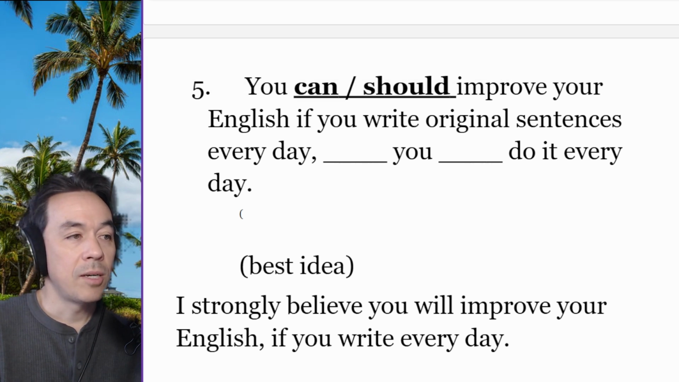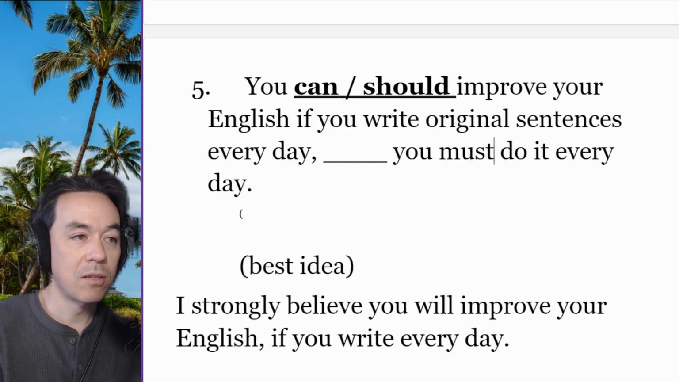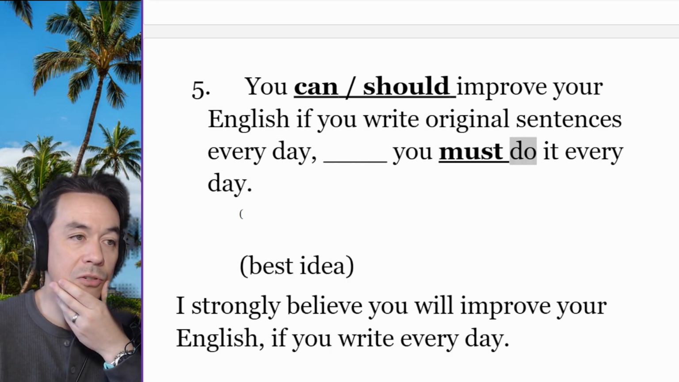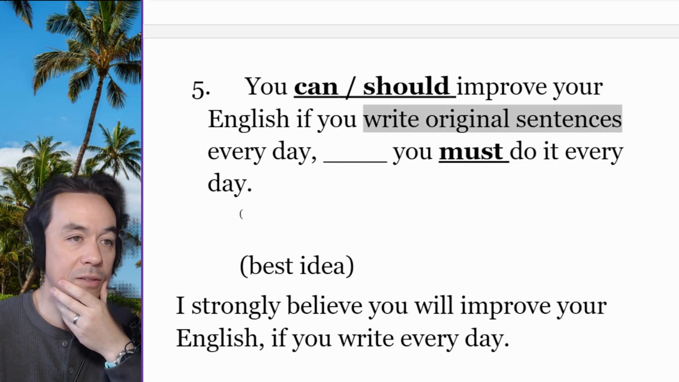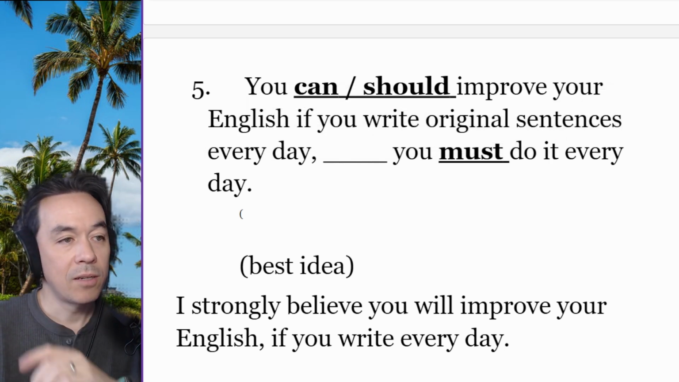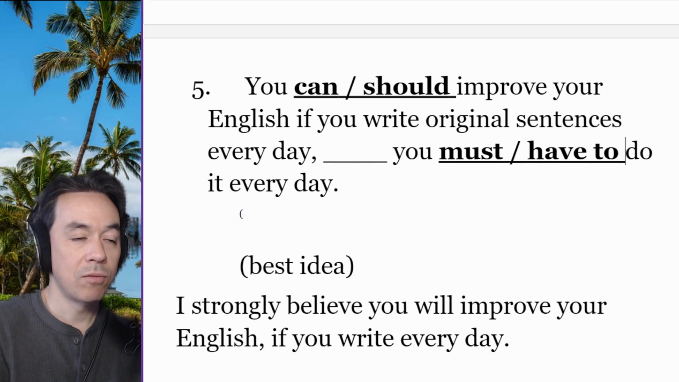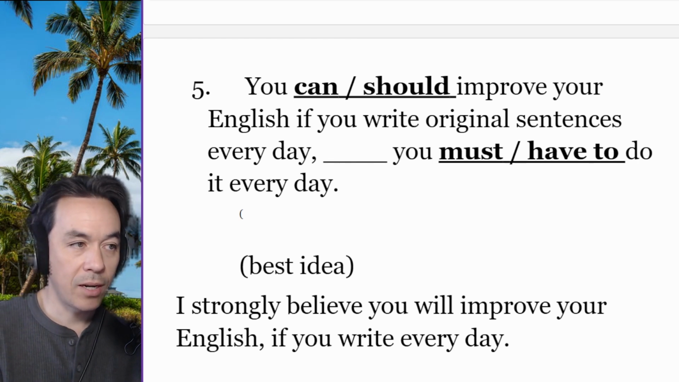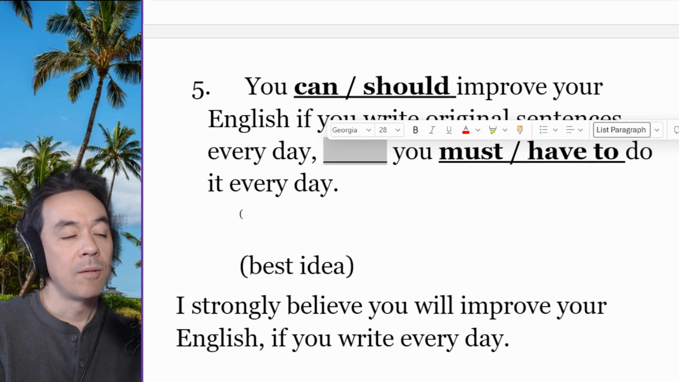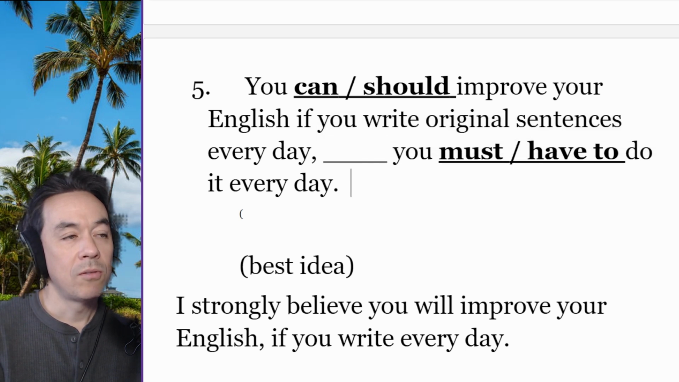If you blah blah every day, there's a comma here, so there's going to be a connector. Blah blah, you blah blah. Do it every day. So this sounds like you must do it, which means write sentences. So "do" is this verb, write. It is the object, sentences. You must do it every day. And we're going to say have to, same meaning. You have to do it every day. And here, you should improve, and you must do it every day.